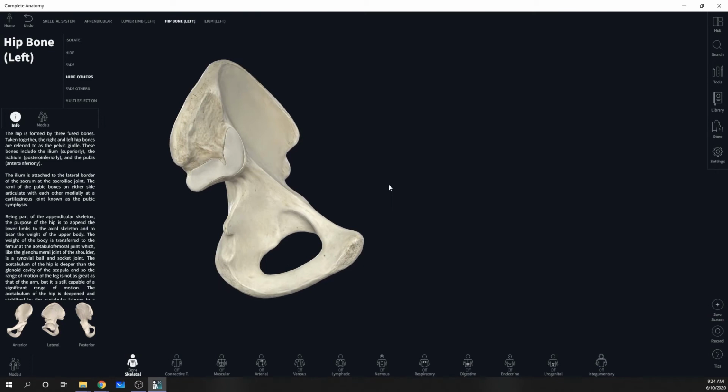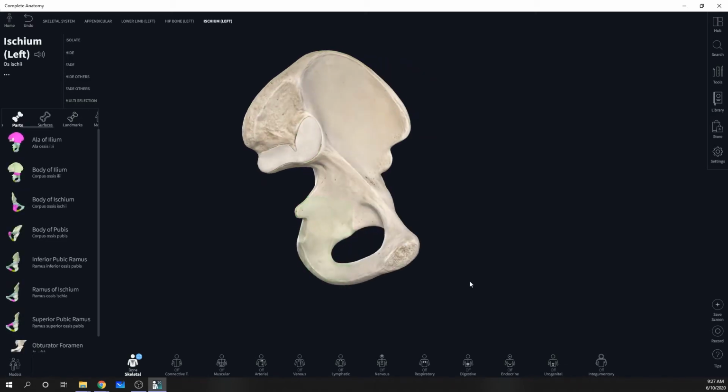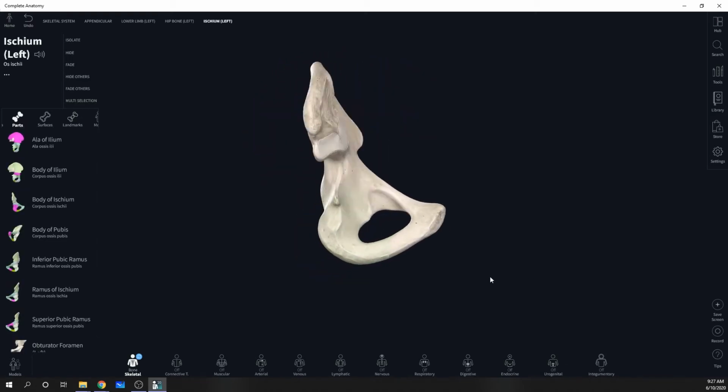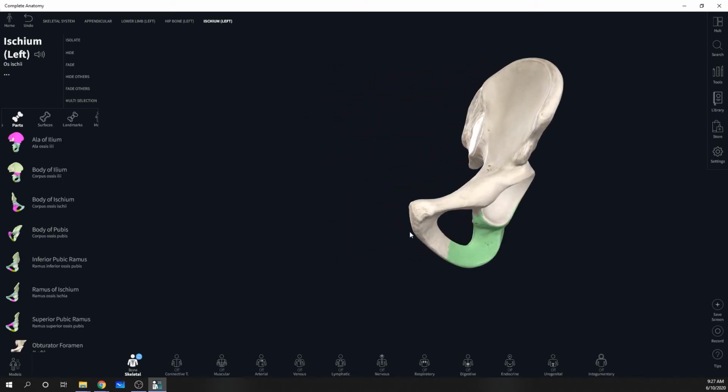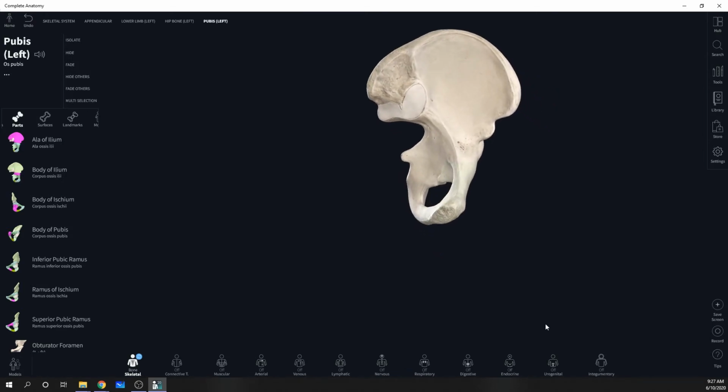This bone is referred to as the coxal bone. The coxal bone at birth is actually 3 bones fused together: the ilium, the ischium, and the pubis. Let's take a look at the features of each, starting with the ilium.